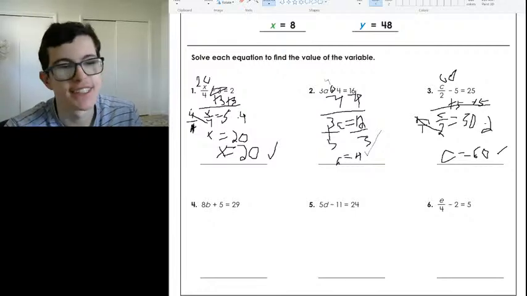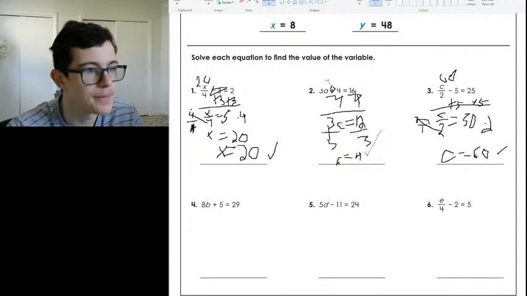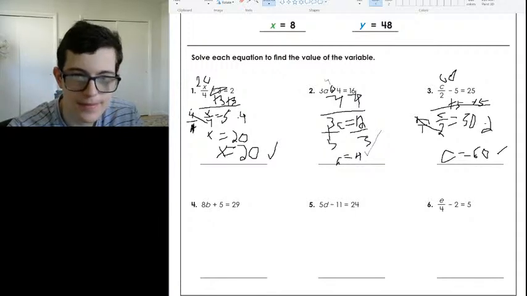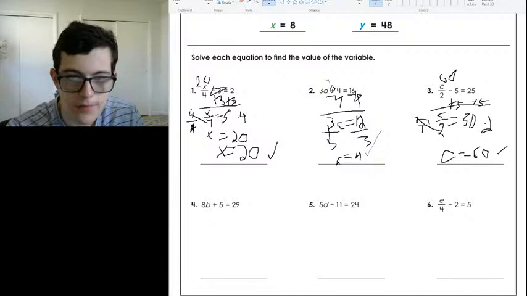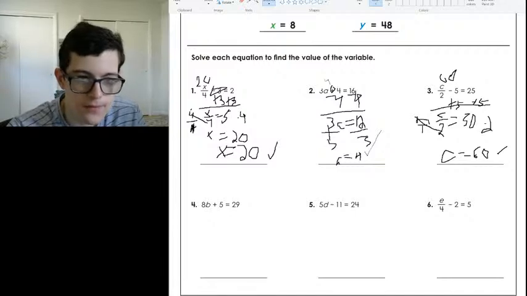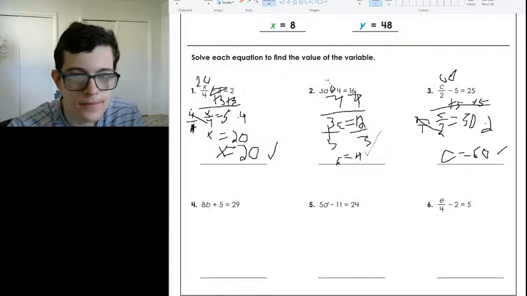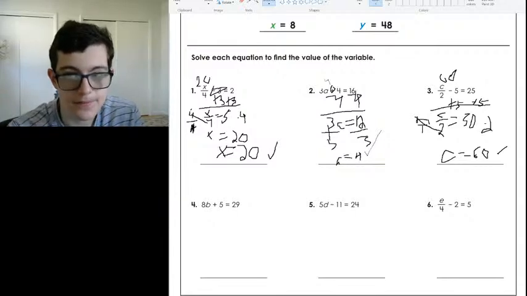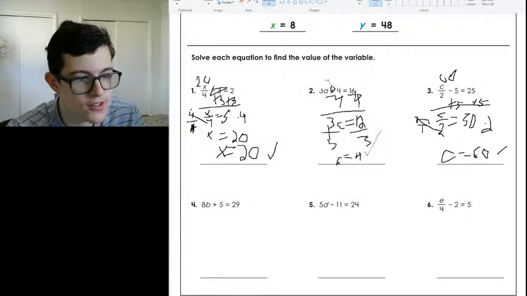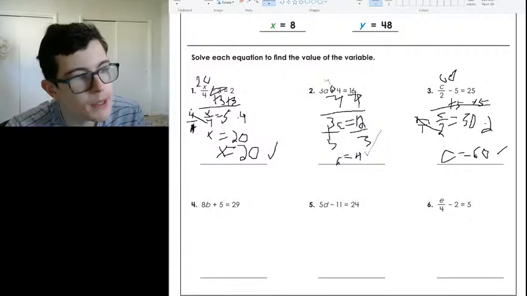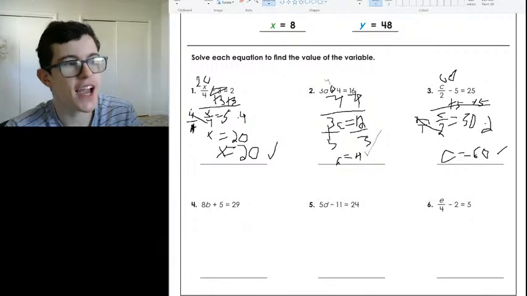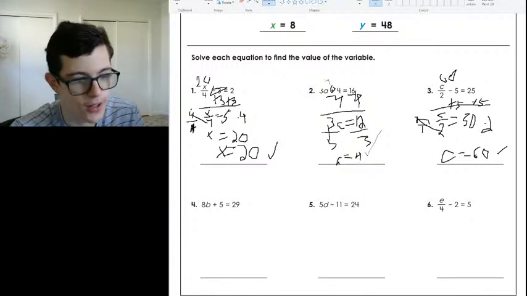Everyone has about 15 seconds left before I move on to the solution for the problem. So now I'm going to move on to the solution of the problem here. So now we have 8b minus 5 equals 29. To tackle this problem, first we're going to have to isolate our variable, as we always do.